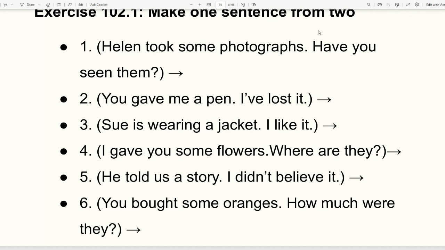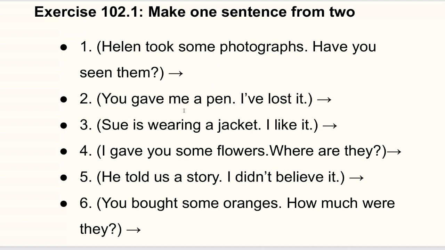Now let's make one sentence from 2. Helen took some photographs. Have you seen them? So we can say, have you seen the photographs Helen took? So here, photographs is object. So we don't have to say which. Like, have you seen the photographs which Helen took? Which is optional here because it's object.